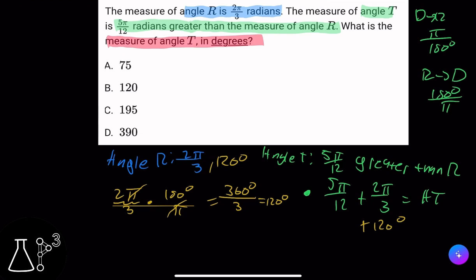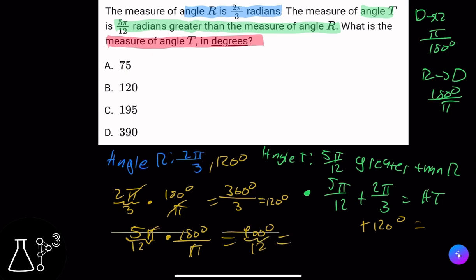So now what I want to do is figure out the angle measure of 5 pi divided by 12 and then add it to the angle measure of R to get T. So I would do 5 pi divided by 12, and convert that into degrees the same way, multiplying by 180 degrees divided by pi. The pi's cancel out, and then I get 900 divided by 12. If I plug that into a calculator, because I cannot do that mentally, honestly, 900 divided by 12, I get 75.